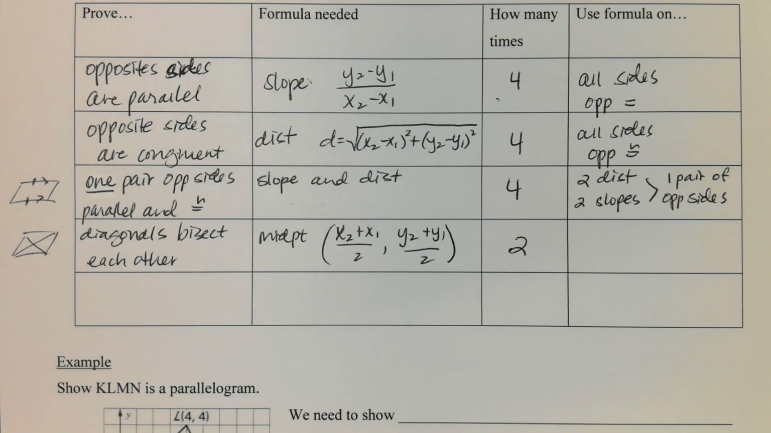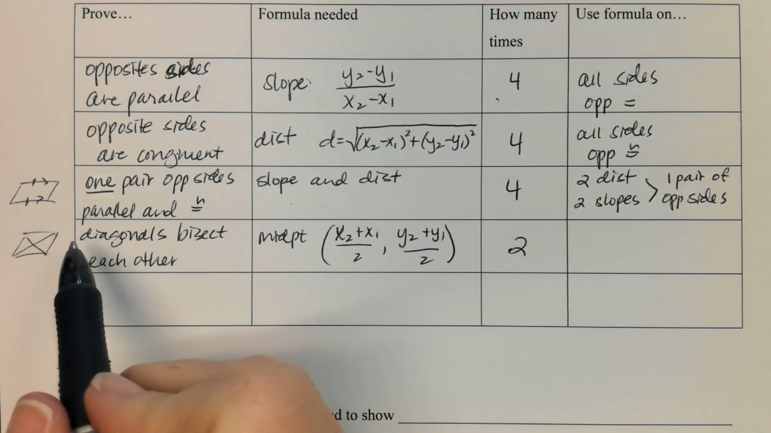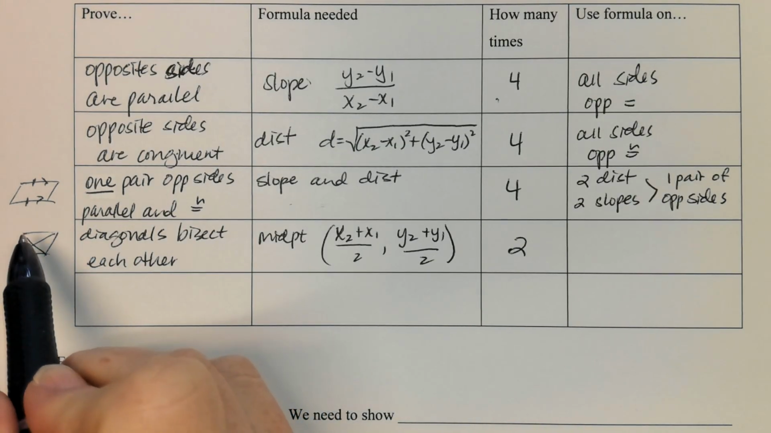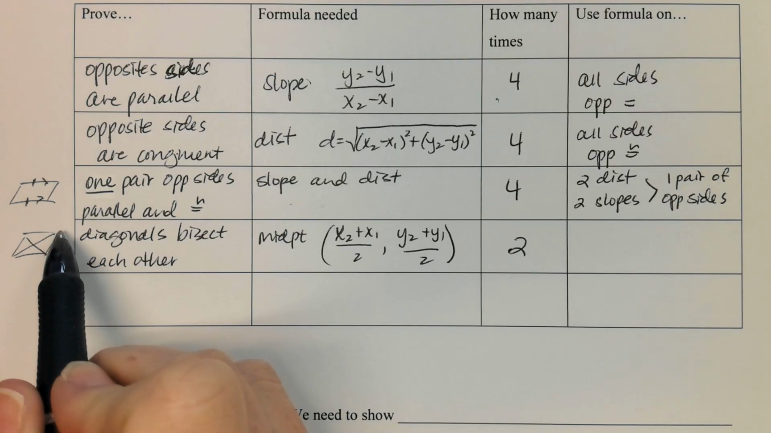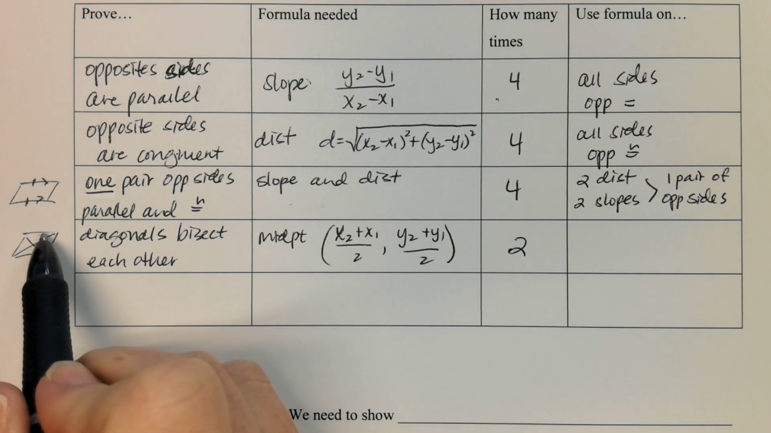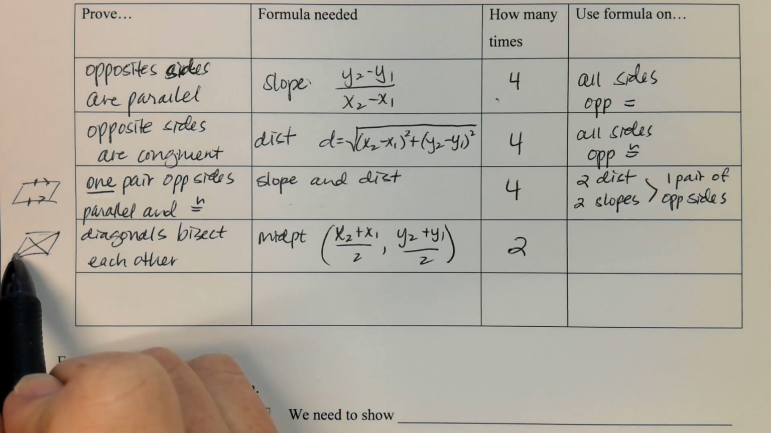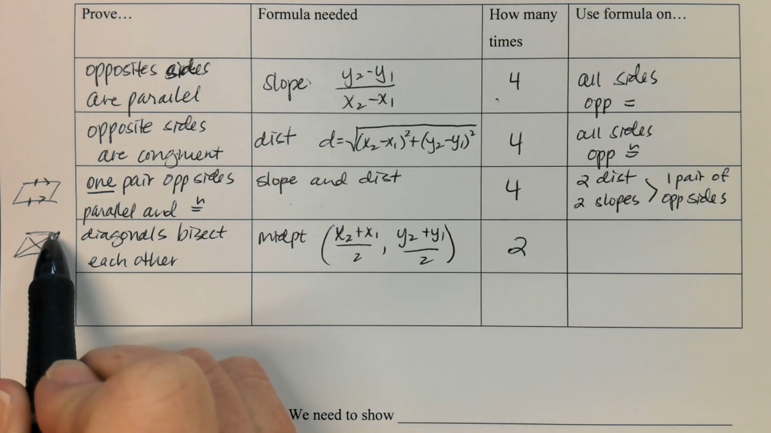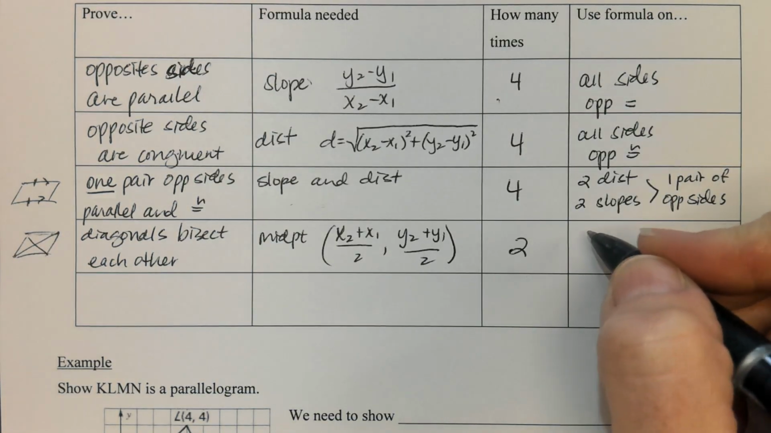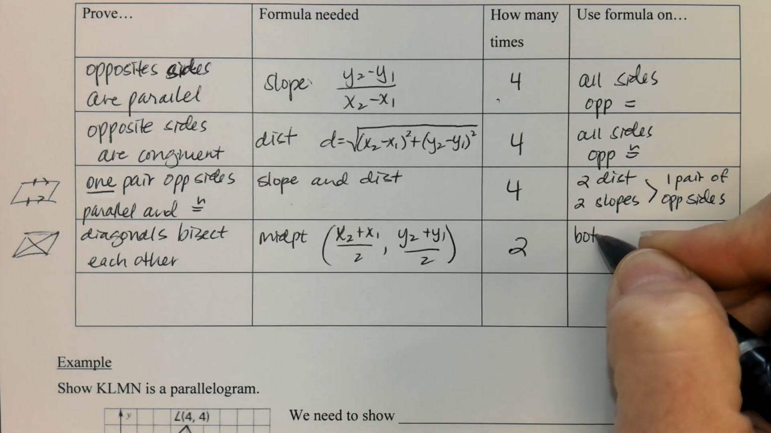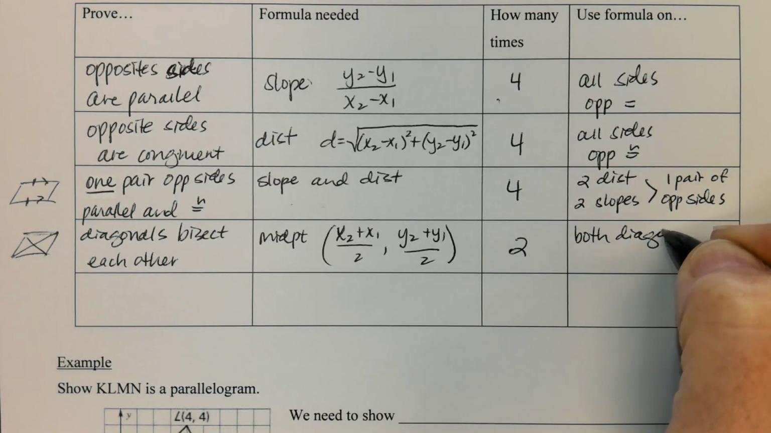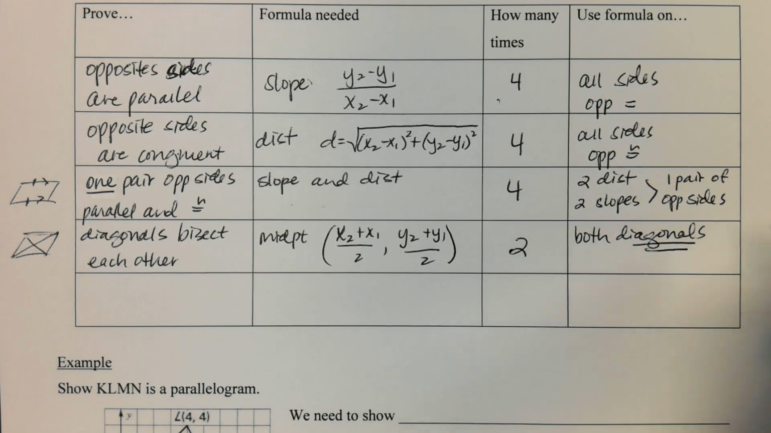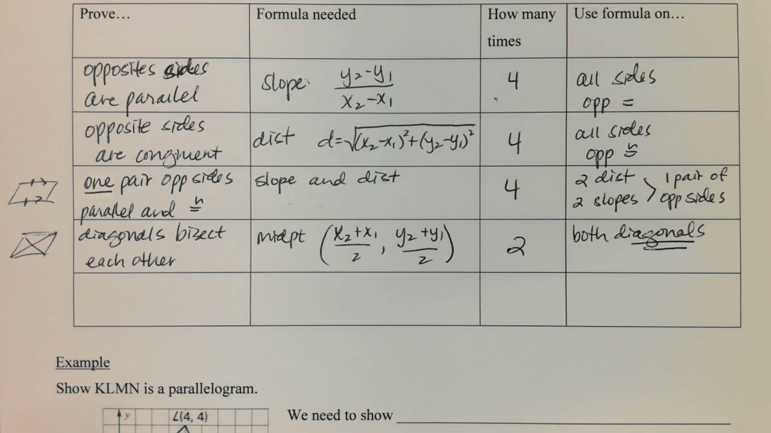What's tough for kids when they pick this one is you need to make sure you're doing diagonals. Don't accidentally do a side, otherwise you'll have the wrong answer. So you have to make sure that you're doing from a corner to a corner, not a side to a side. So you're going to use the formula on both diagonals. And I am going to just underline diagonals and make sure that that's what you're really using.